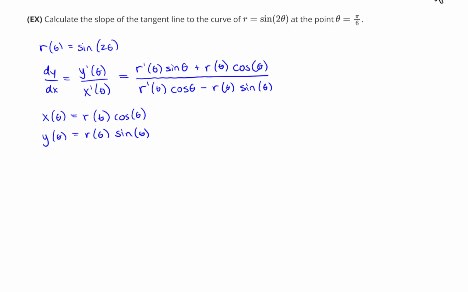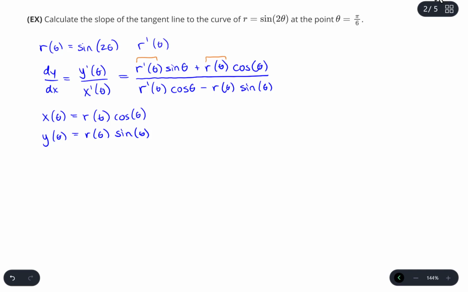All right, and this of course is the same formula that we developed before. It's just a rather hard formula to memorize, but as long as you know the product rule, you can just develop it when you need it. Okay, so we need to substitute in values for r of theta and r prime of theta. So let's go ahead and figure out what r prime of theta is.